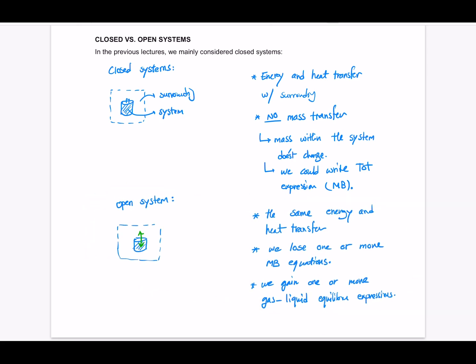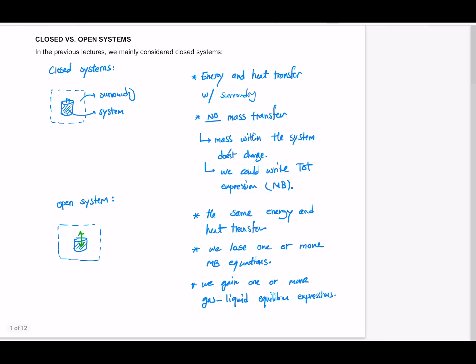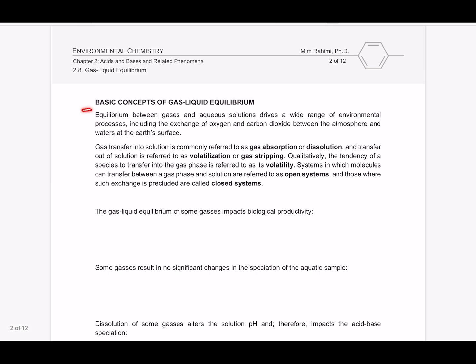And the whole idea of this lecture is what kind of information we gain when it comes to the gas-liquid equilibrium. So we're looking for specific equations that can replace the mass balance. So again, we can basically solve for speciation. So take your time, read this part, then we're going to talk about the specifics.